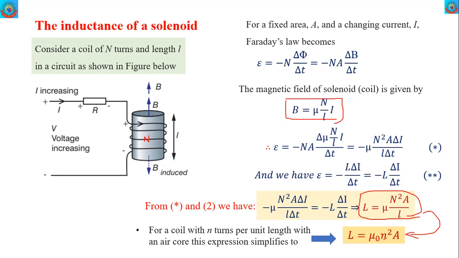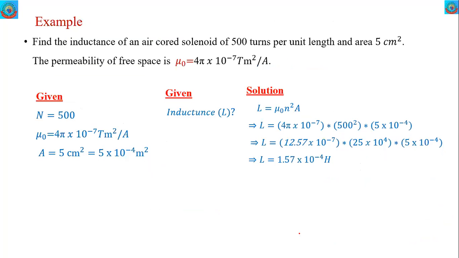Simplifying it, this n by itself is the number of turns per unit length, n over L, which is small n, capital N over L. Then we get the formula. So this is about the last lecture. We tried to see this using the formula. The mu is the permeability of free space.